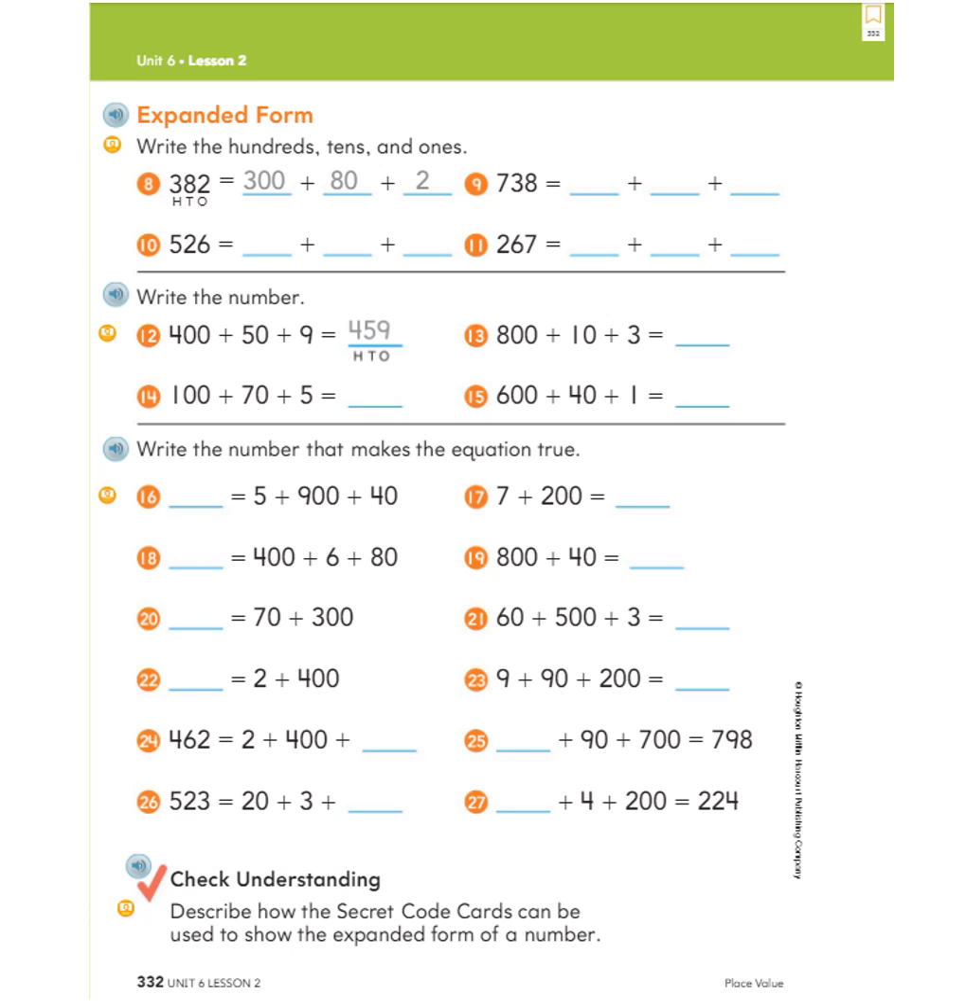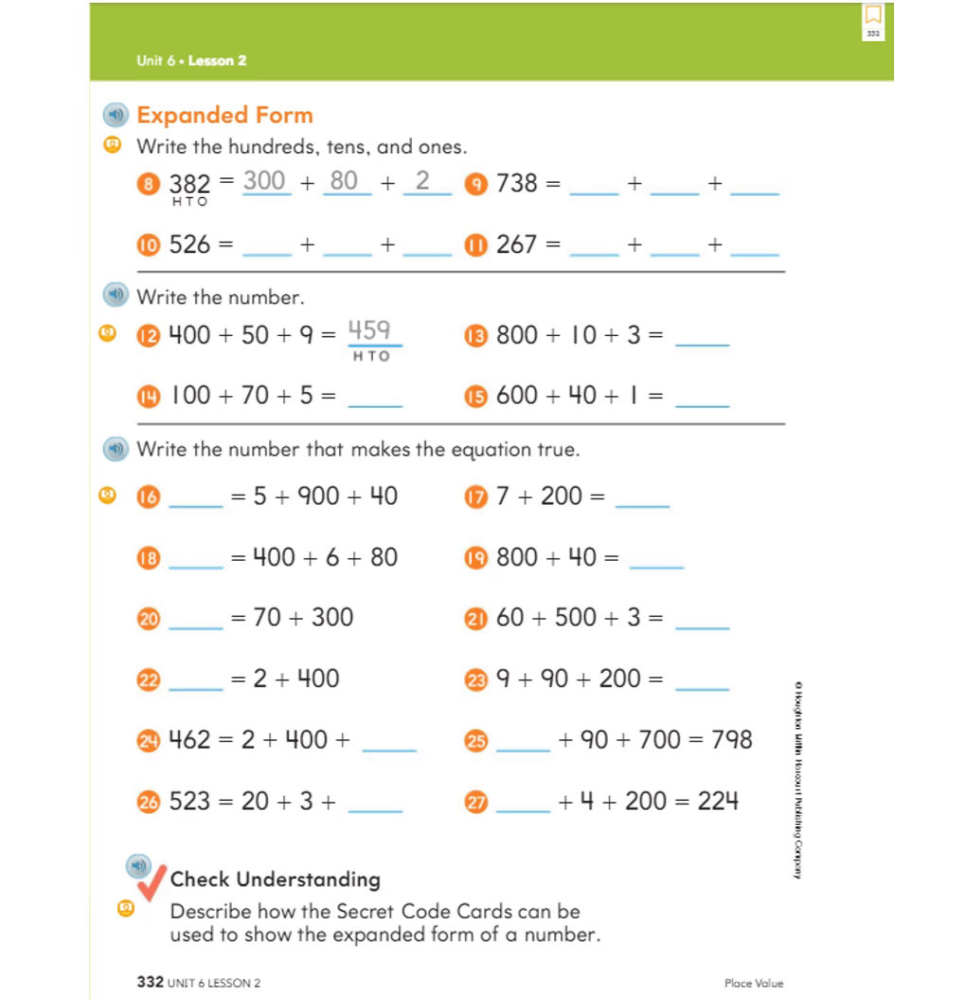The next section, we have to look at the expanded form, and we have to write the 3-digit number. So think about your secret code cards, and if you're having trouble, there are secret code cards in your workbook. You can cut those out, and you can find the 400, find the 50, find the 9, and put those on top of each other, and then create your number.